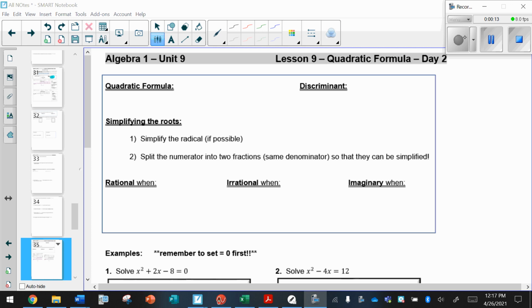Okay, so we're on Unit 9, Lesson 9, the second day of the quadratic formula. Yesterday in class, we did some quadratic formula work. So today you're doing some more practice with that on your own. Let's just review exactly what is this quadratic formula.